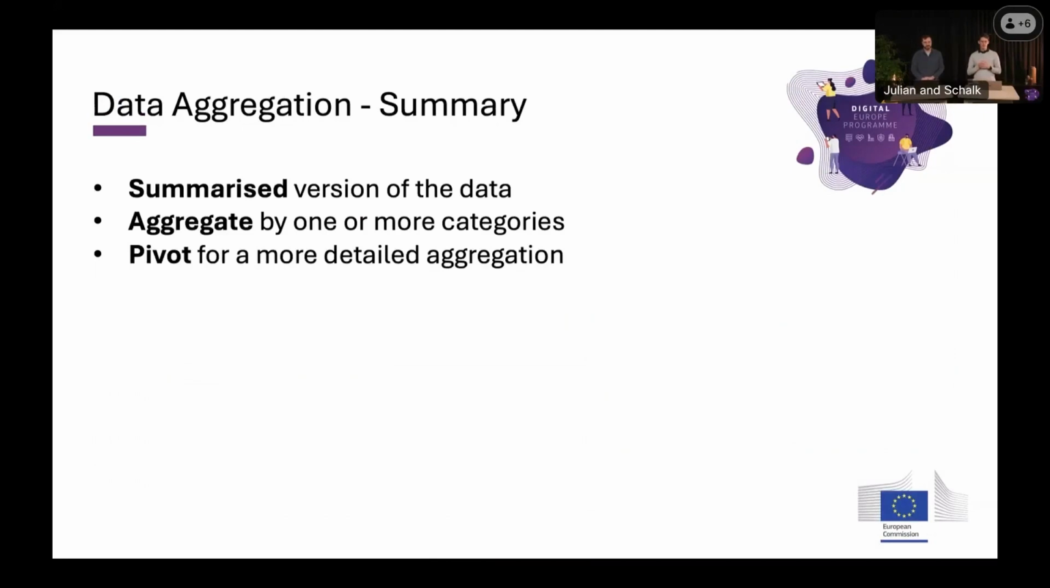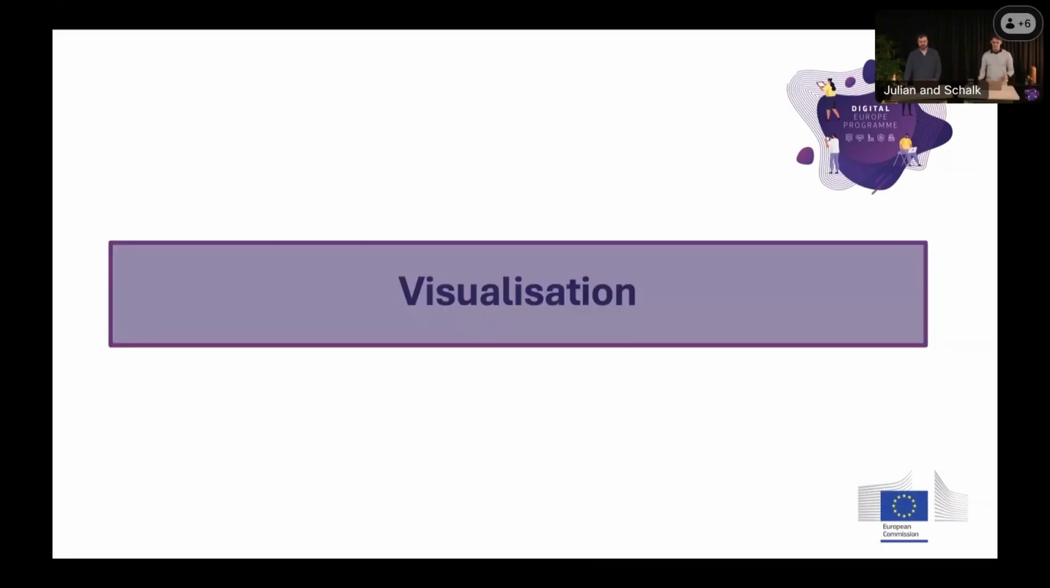And let's do a quick summary of the aggregation. What it is basically, a summarized version of the data. As we saw, all the tables were smaller, condensed, and give you insights or pieces of information about the grouping column that can be useful for you to later on start to make some decisions. You can aggregate by one or more categories. We saw that as well. And if you need more of a breakdown of your aggregation, the pivoting way is really, really useful.